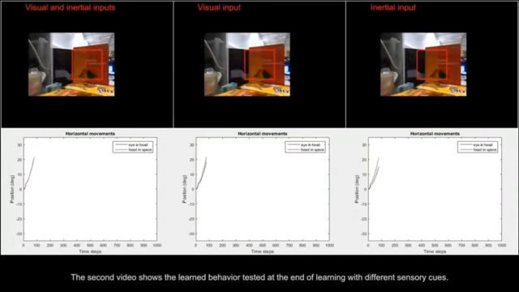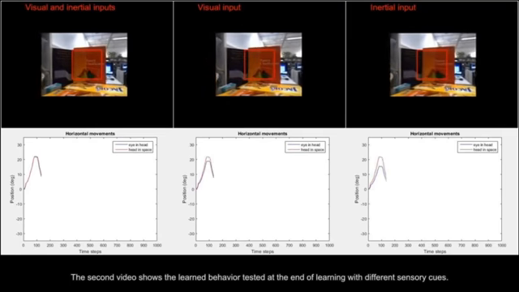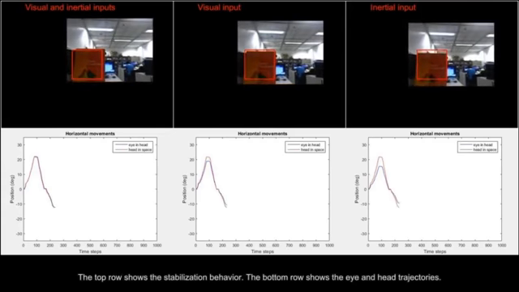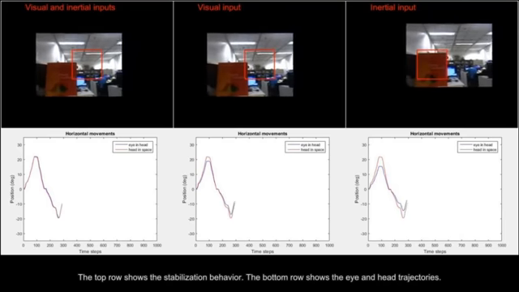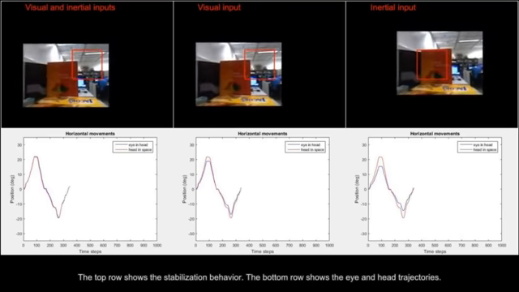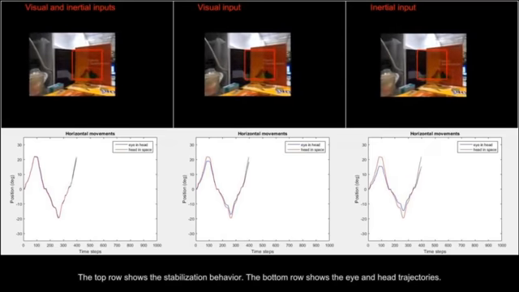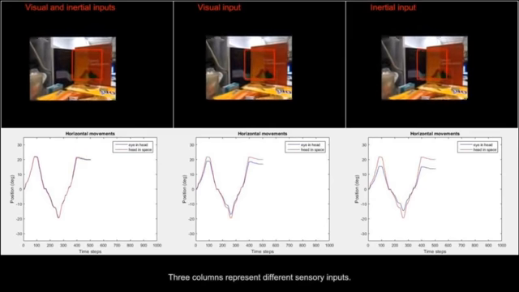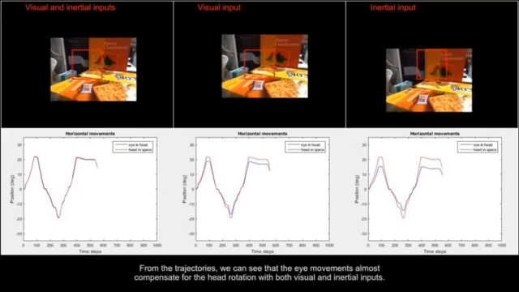The second video shows the learned behavior tested at the end of learning with different sensory cues. The top row shows the stabilization behavior. The bottom row shows the eye and head trajectories. Three columns represent different sensory inputs.